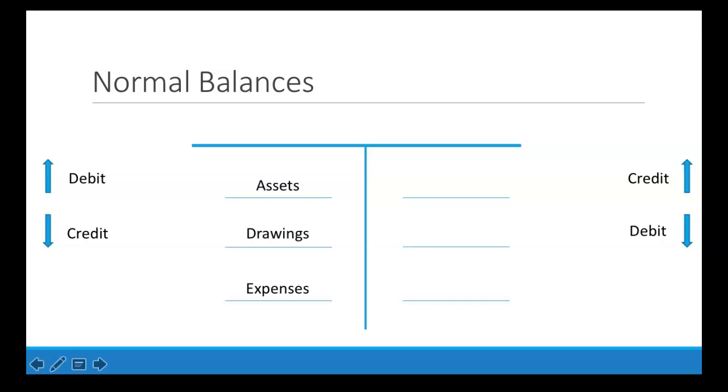Your assets, drawings, and expenses all increase with a debit. When we're dealing with journal entries and ledgers, knowing these normal balances will really be helpful. While your liabilities, capital, and revenue all increase with credits. Knowing these normal balances will allow you to work through any transactions or journal entries that may be thrown at you.